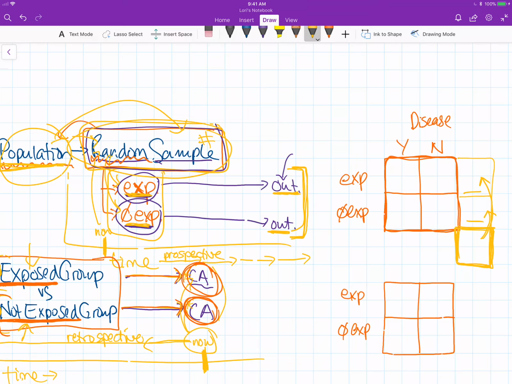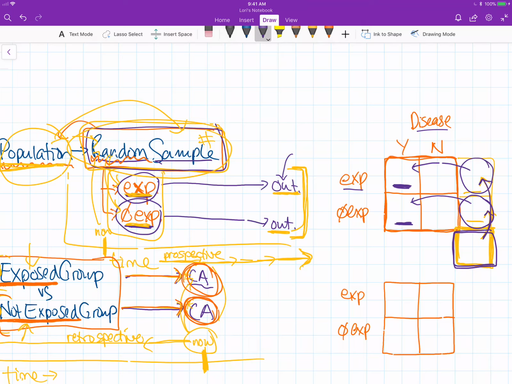But then, remember, I need to follow them forward in time. I need to go forward and find out of all of these people, how many of them ended up developing disease, and of the not exposed, how many of them ended up developing the disease. So I'm kind of going in this fashion. I start off with my total, and then what I don't know is exposure or disease. So I have to find out about exposure status, either yes, no, and then once I know exposure status and follow them forward in time, then I need to find out about whether the disease happened.